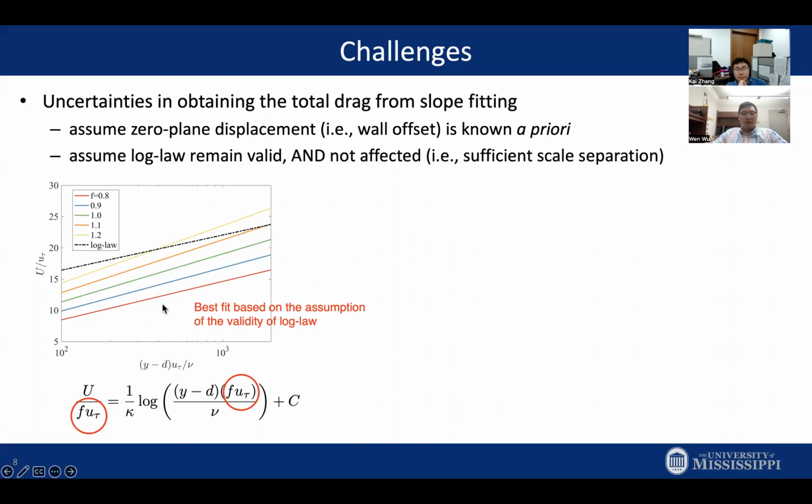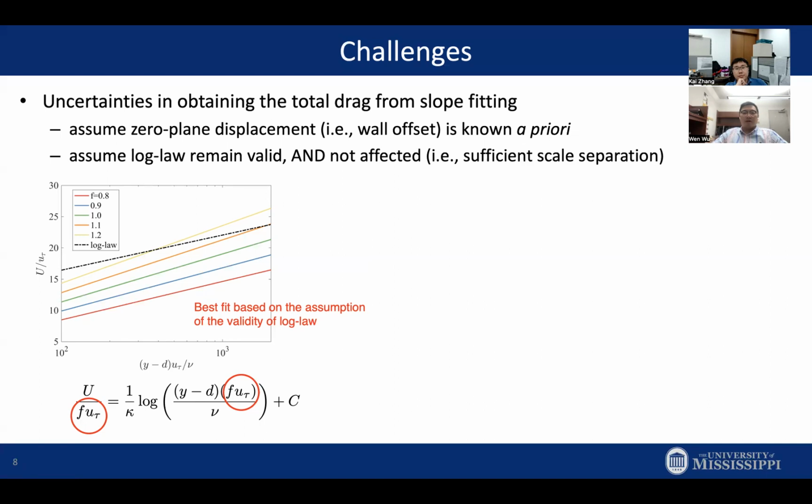So I'm trying to find this 1 over kappa slope. And the log law is not affected by the roughness. So basically there are many strong assumptions, but this is usually what people do to get the total drag on a rough wall. Apparently, all this strongly depends on the nature of the flow.